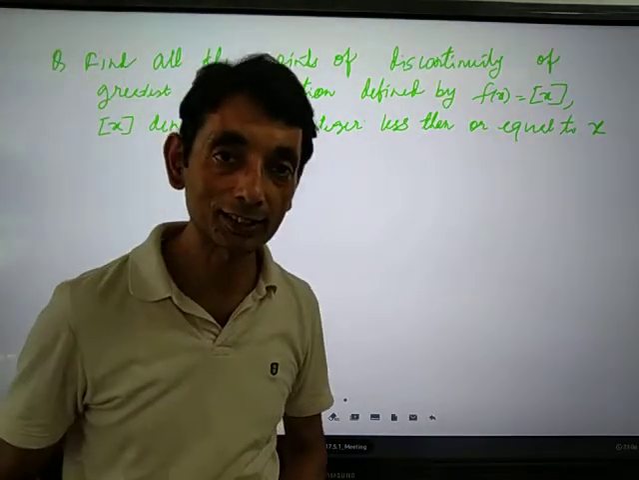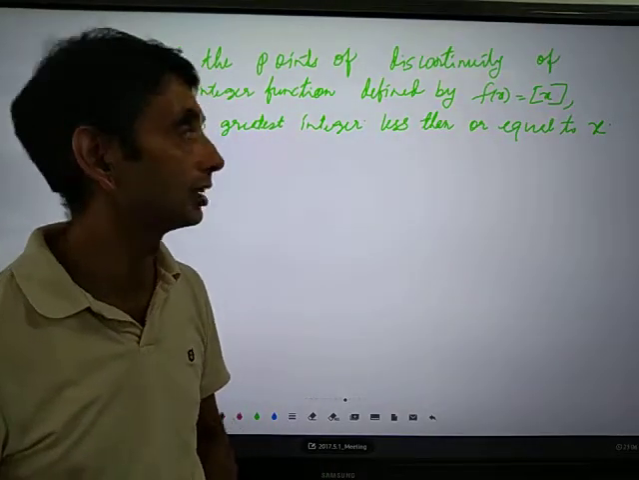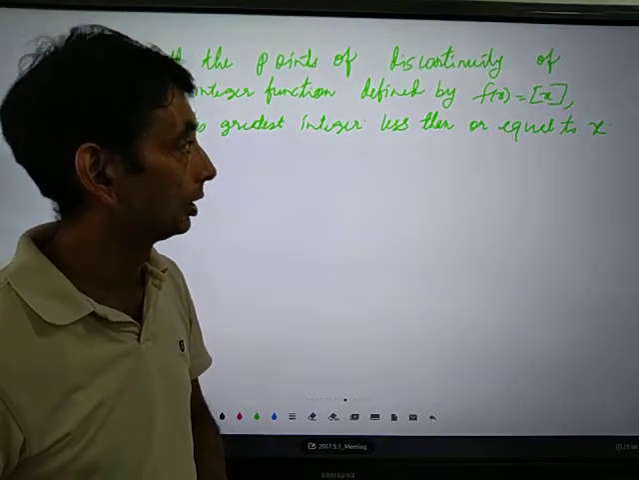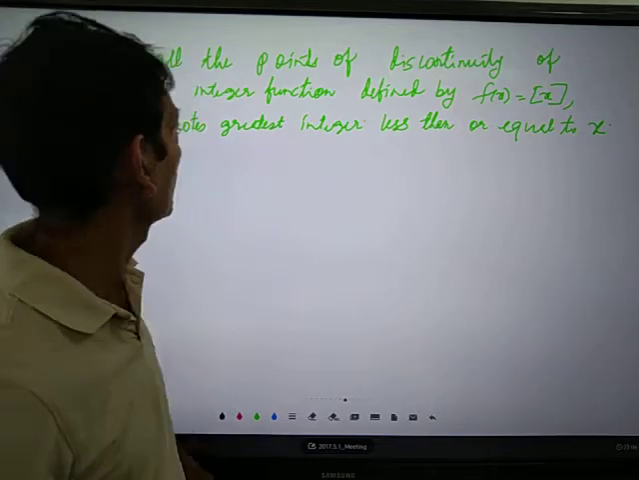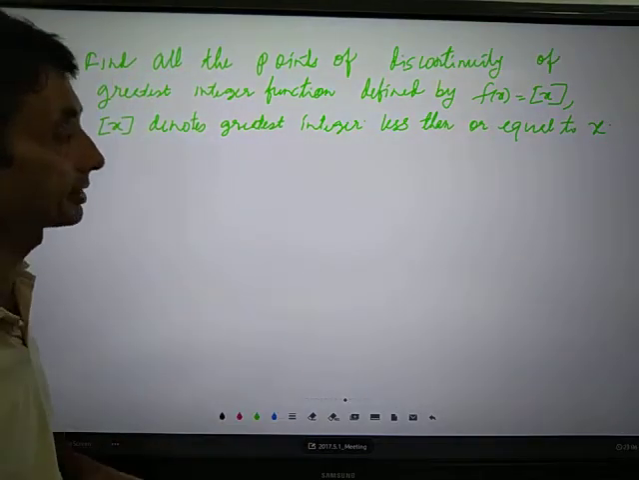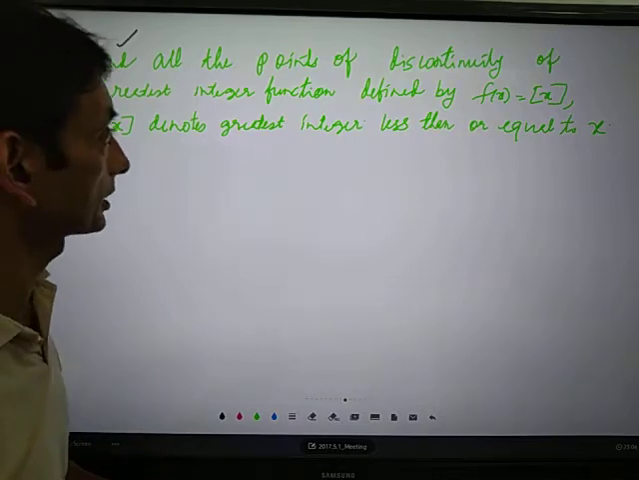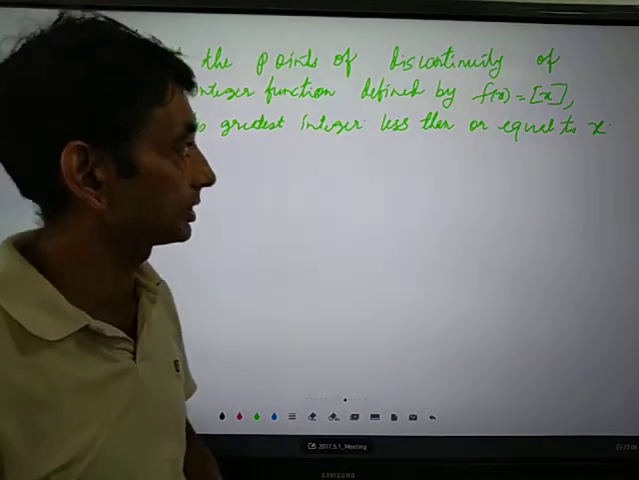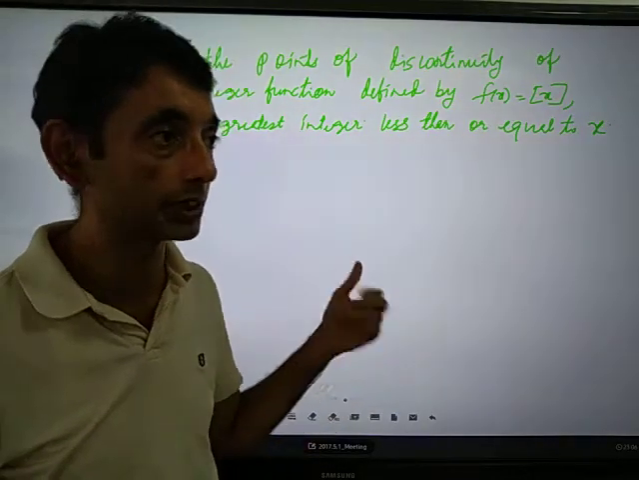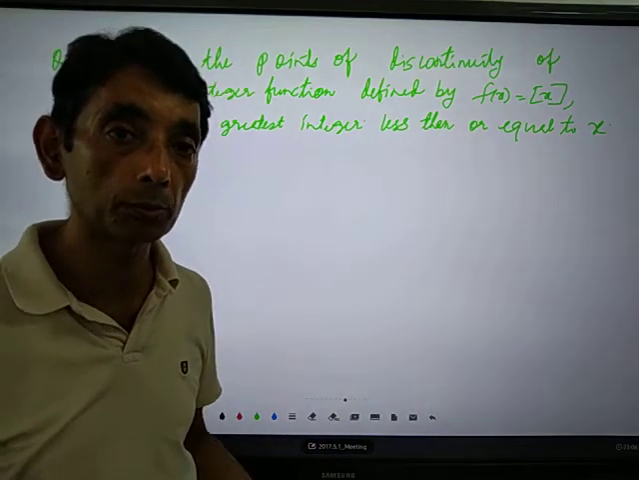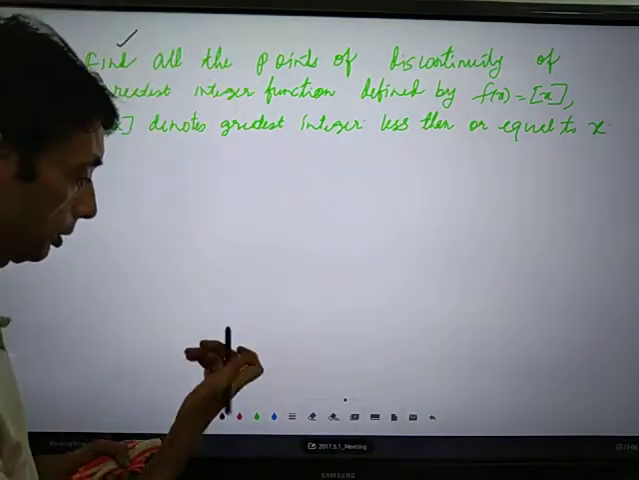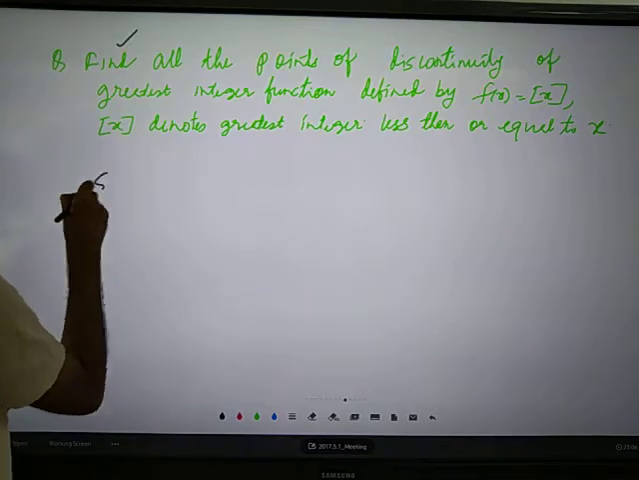Let's move to another simple question. This is actually the property of the greatest integer function, and we are going to discuss some properties based on this question. Find all the points of discontinuity of the greatest integer function. So this is the question. We need to find the points of discontinuity.